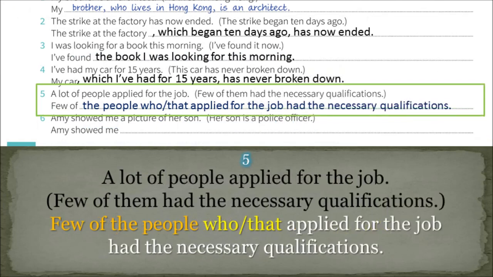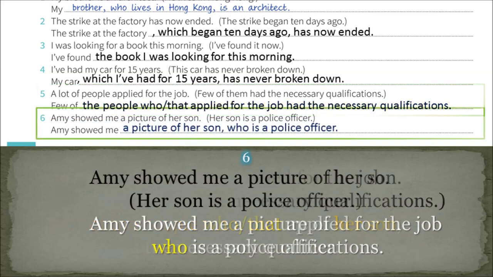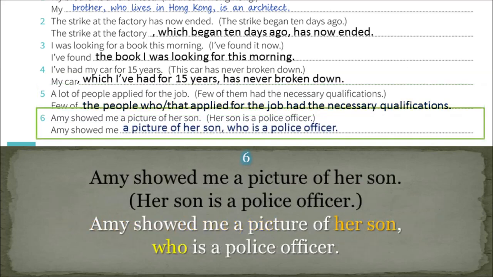A lot of people applied for the job. Few of them had the necessary qualifications. Few of the people who applied for the job had the necessary qualifications. Few of the people that applied for the job had the necessary qualifications. Amy showed me a picture of her son. Her son is a police officer. Amy showed me a picture of her son, who is a police officer.